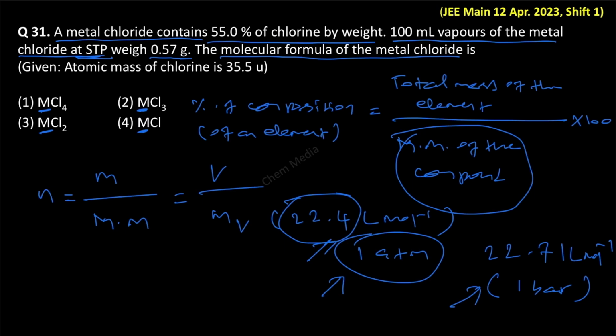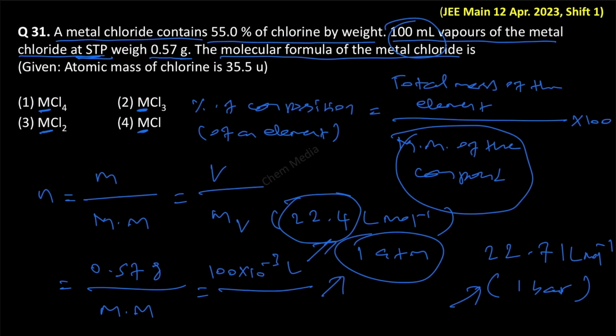So, therefore, number of moles is equal to mass given for the metal chloride, 0.57 gram divided by molar mass, which we need to figure out, and that is equal to volume given, which is 100 milliliters, which I am writing as 100 times 10 to the power minus 3 liter, divided by 22.4 liter per mole. So, therefore, this will become simply 10 to the power minus 1.